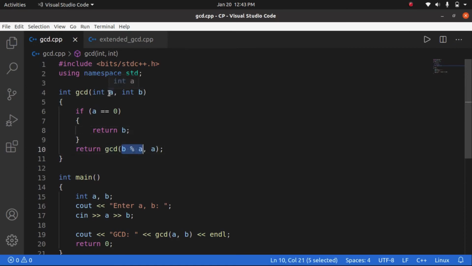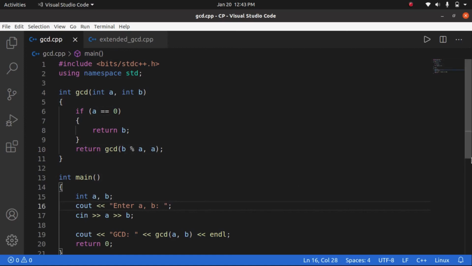Now whatever the condition is, whether a is bigger or b is bigger, b mod a will be smaller than both of them. So it will be smaller than a as well. So we pass a in the second argument, and we get the next iteration as b mod a, and the recursion continues until a becomes 0, and we get our answer as the GCD.